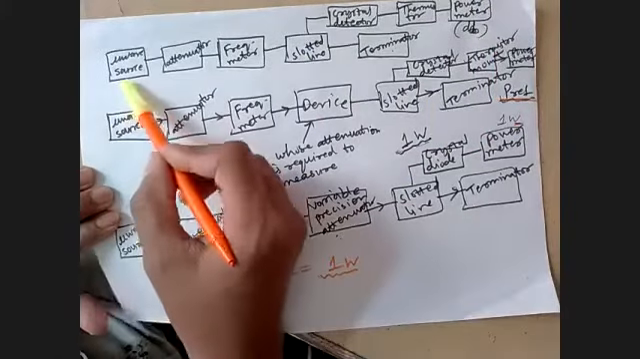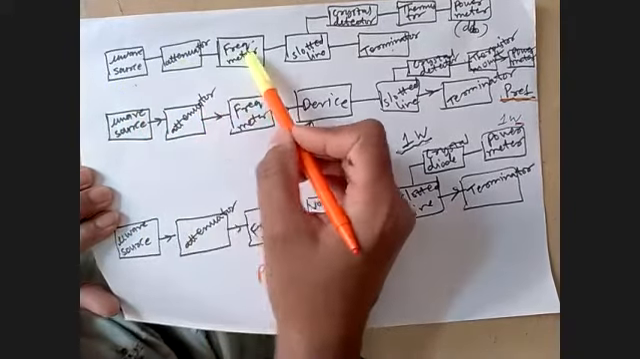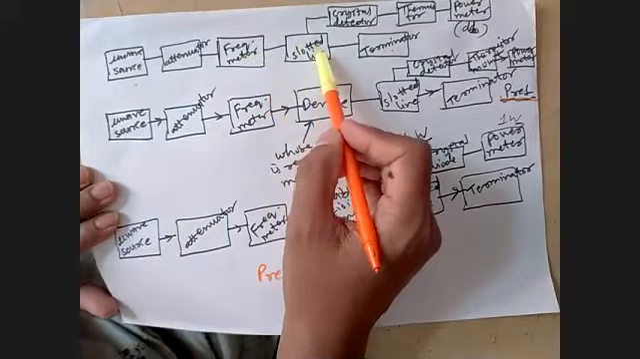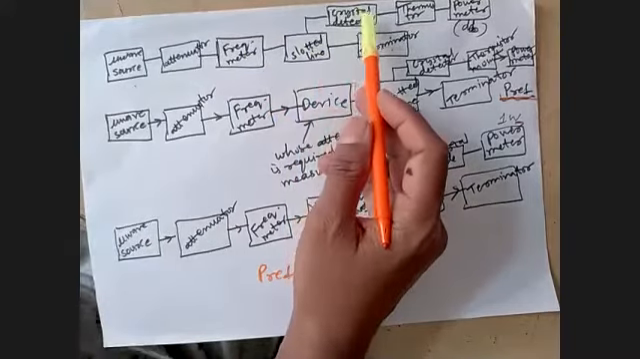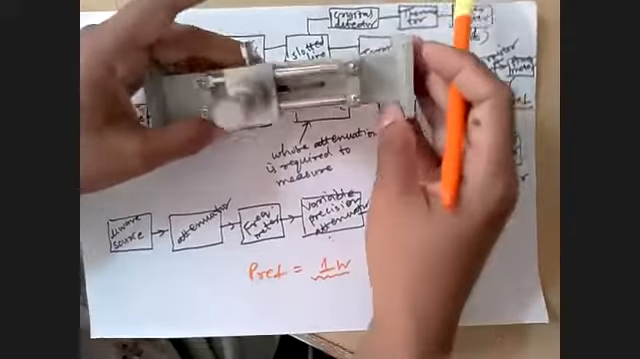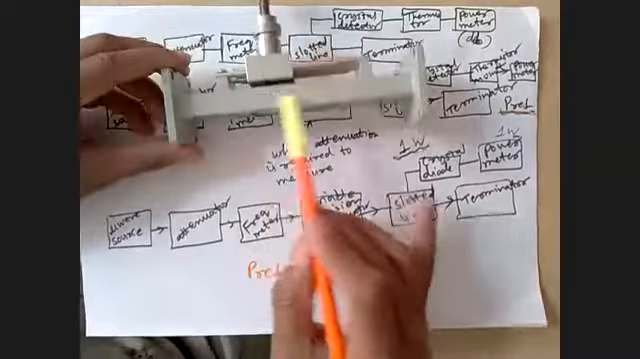Microwave source generates the microwave signal. Attenuator attenuates the signal. Frequency meter can do the measurement of the frequency. With the help of the slotted line, the signal is given to the crystal detector. Here, this is the slotted line. This is a wave guide.